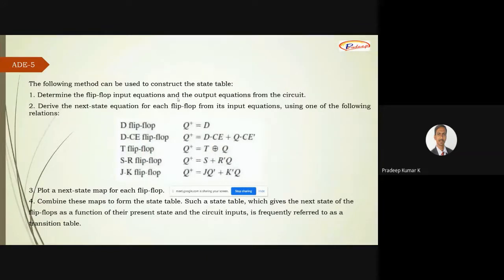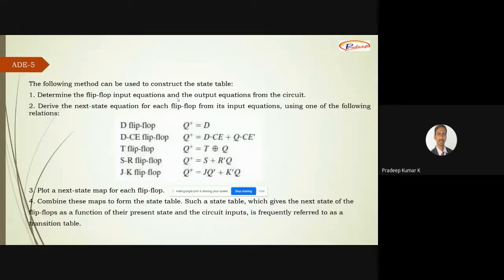Next, the characteristic equation of the T flip-flop says that Q plus, the next state, depends upon T exclusive OR with the previous output Q. If I write only Q, that is called the previous output. If I write Q plus, that is called the next state. The next state of the T flip-flop depends upon the input T XOR with the present output Q.